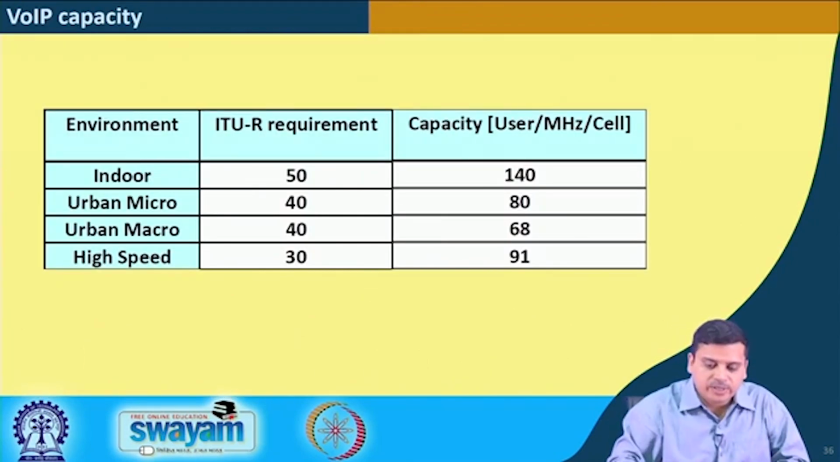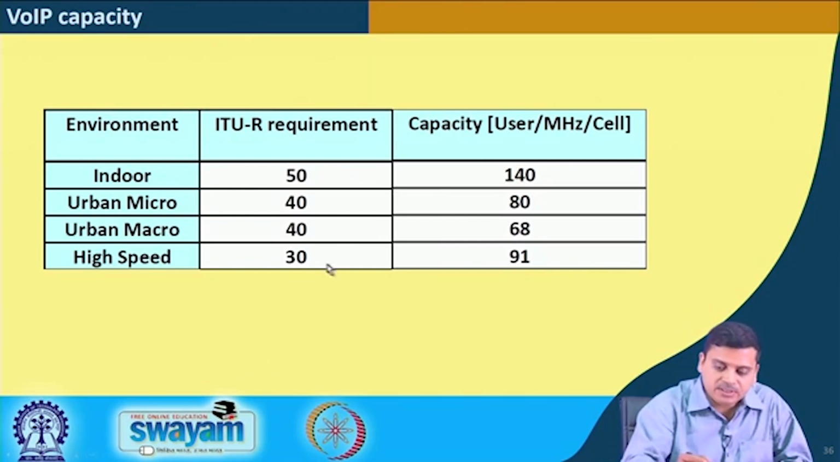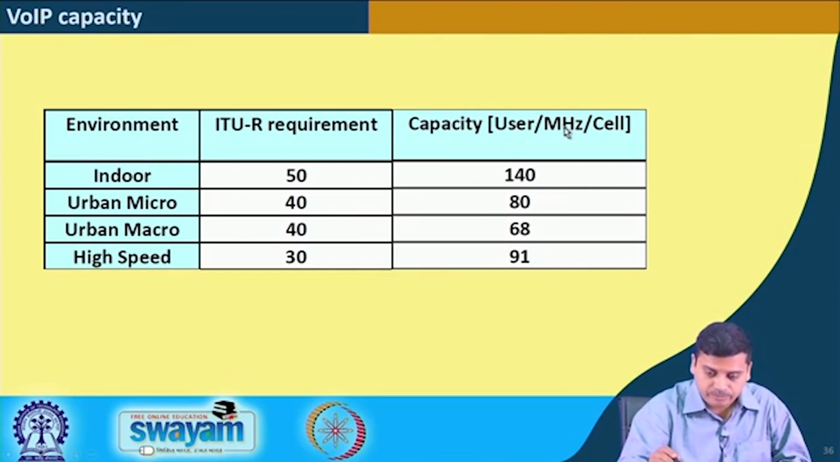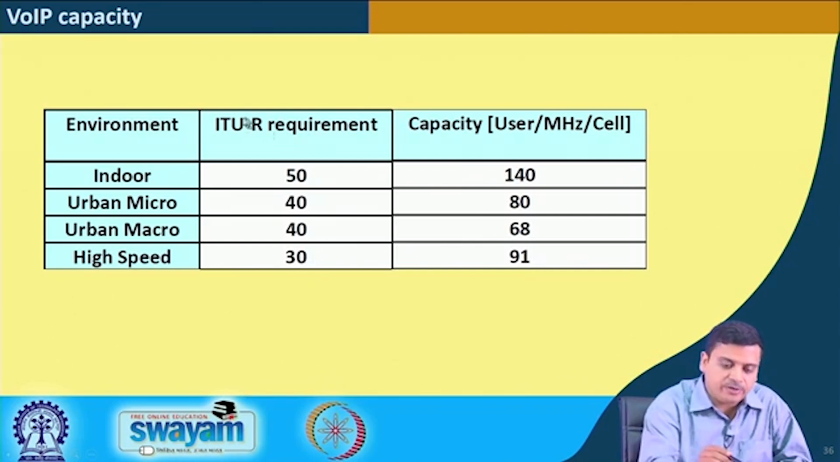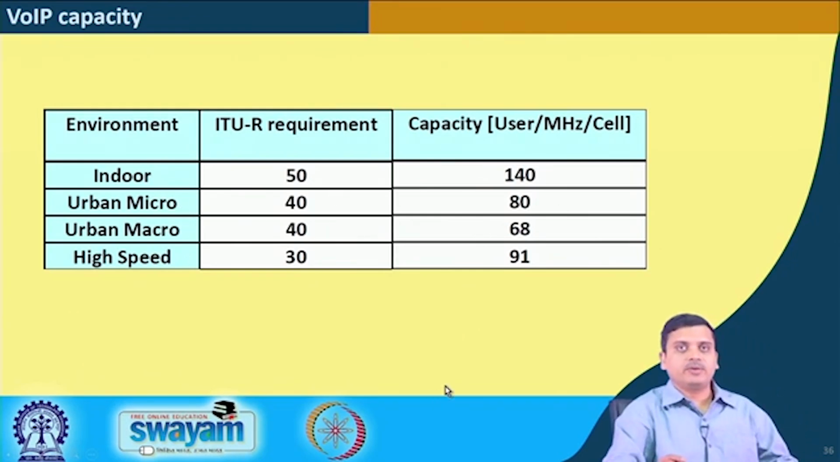So, let us take a look at the VoIP results. We had at an earlier point discussed the ITU requirements. If you evaluate the performance in one specific case, these are the VoIP capacity, the number of users per megahertz per cell, that are supported by LTE Advanced. What we see is a clear-cut exceeding of the requirements of ITU-R. ITU-R, as it was said, was the minimum set of requirements, and these numbers clearly show that in different environments, in all cases, this technology is able to meet the ITU requirement.